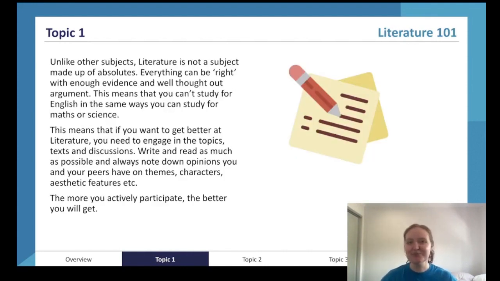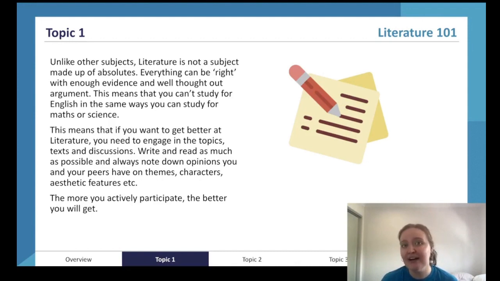So a little brief note on literature and what it means as a subject. As I mentioned before, literature is a subject that is not made up of absolutes. Anything and everything can be considered right or correct if you have the evidence and argument to back it up. So this means that you can't study for English-based subjects in the same way that you would study for things like biology, physics, or chemistry.